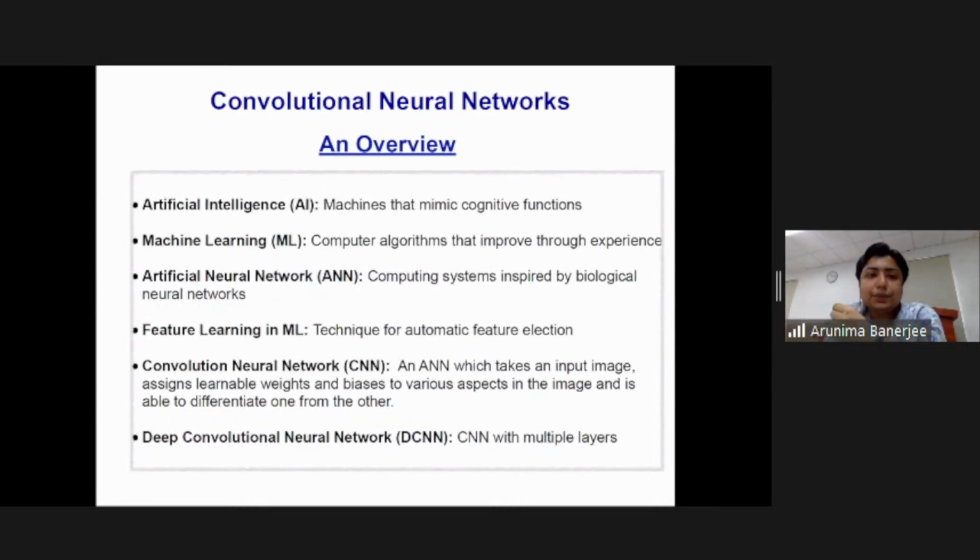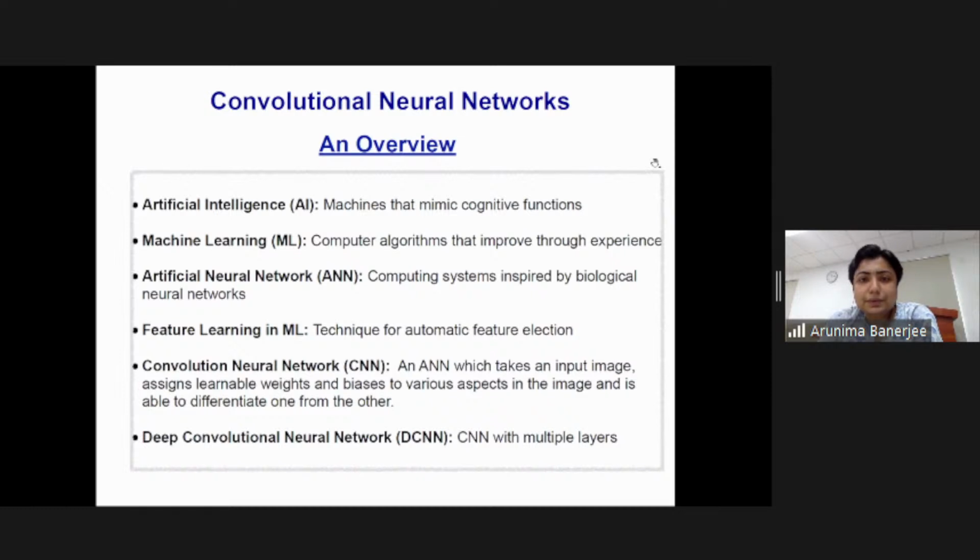So, of course, it is part of AI, artificial intelligence, right? Neural networks, as the name suggests, convolutional neural networks. Artificial intelligence is something in which we use machines to mimic cognitive functions. Human beings are capable of cognitive functions, right? So, when we use machines to mimic those cognitive functions, we call this artificial intelligence.